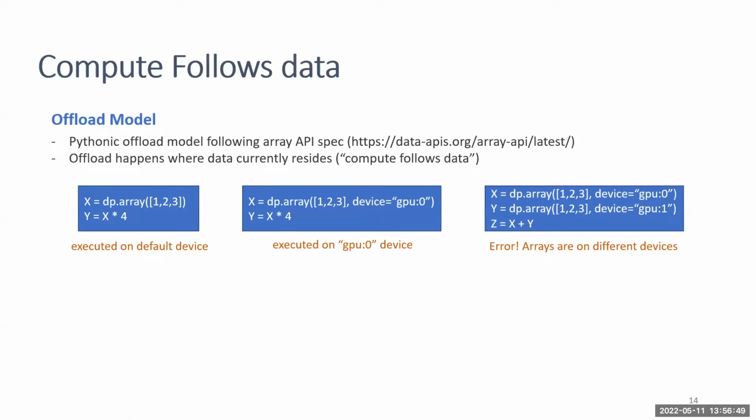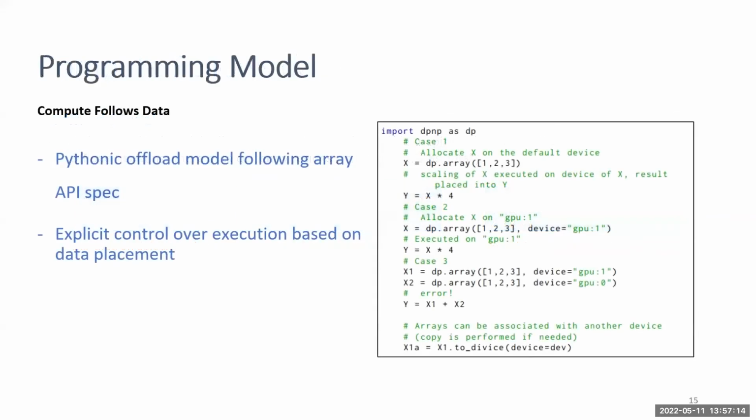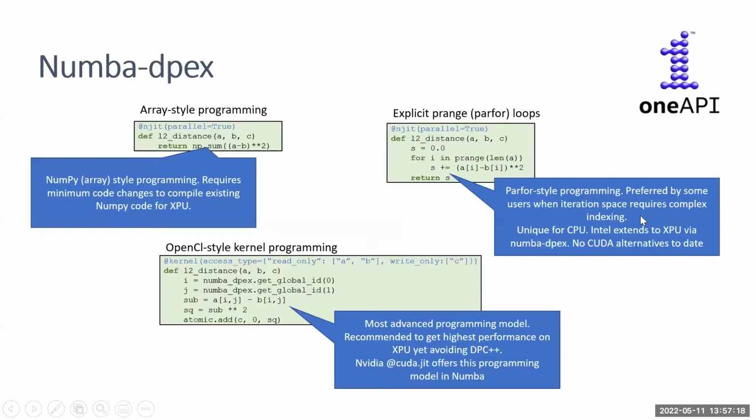This is the second way, and we are calculating. So the computation is happening where the device is. And the third one is not allowed, where you have two different data on two different devices and you're trying to calculate with them. The main thing to take from this slide is that compute follows data, meaning computation on the device where data is placed. And we already talked about this programming model in the previous slide, so we can skip that.